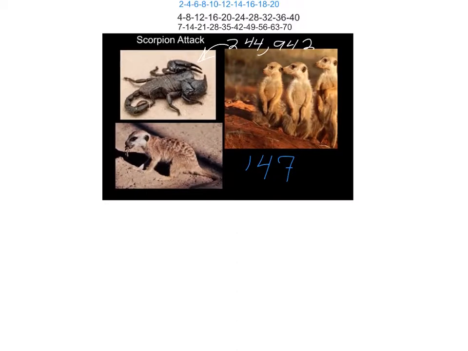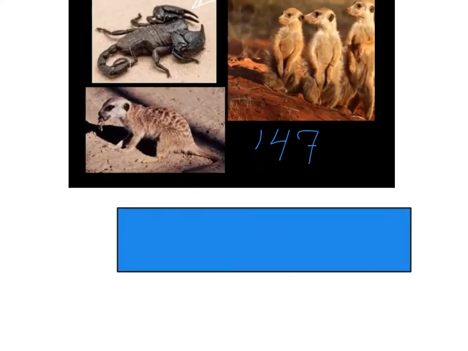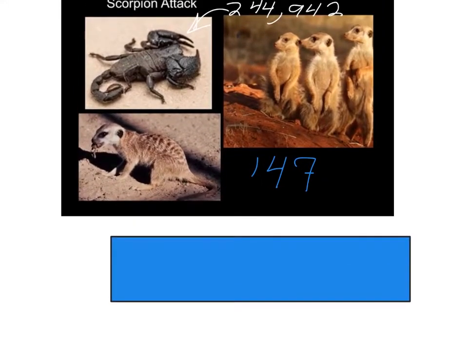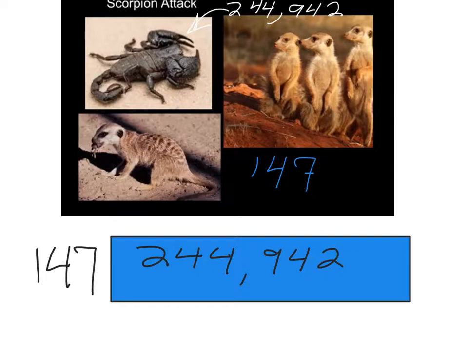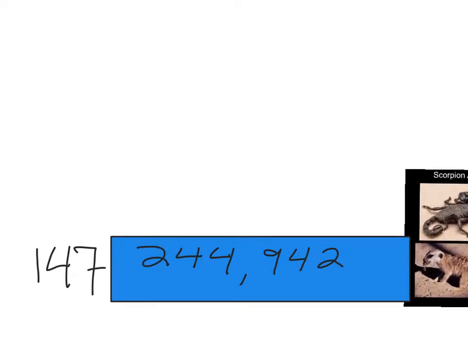First thing I'm going to do is create my very first area box, and I'm going to plug it in right there. And then I want to make it a little bigger so I get a little more room. Then I'm going to plug the 244,942 right inside the box. I'm going to put the 147 on the outside of the box. And then I'm going to shrink this a little bit and move it over here so I have a little bit more room to work.